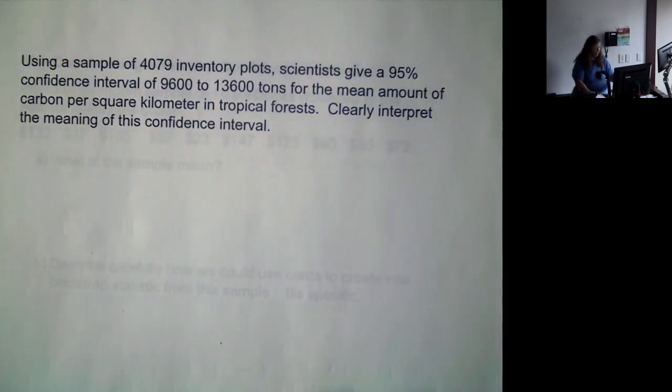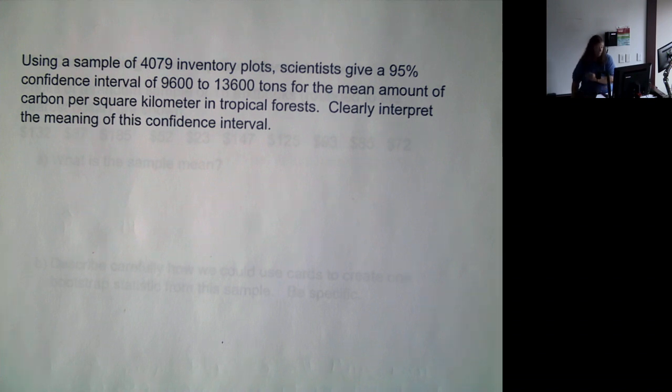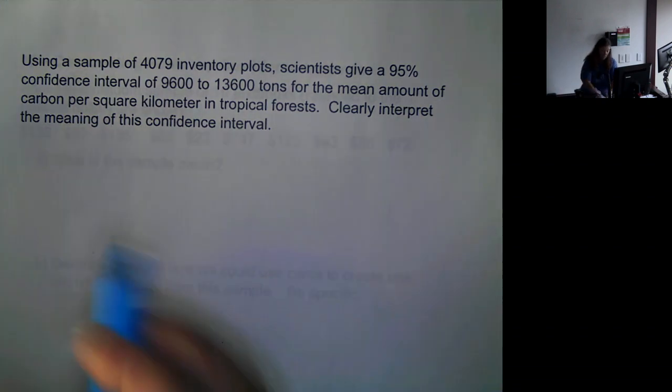Now, using a sample of 4,079 inventory plots, scientists give a 95% confidence interval of 9,600 to 13,600 tons for the mean amount of carbon per square kilometer in tropical forest. Clearly interpret the meaning of this confidence interval. Whenever we interpret a confidence interval, we use a template. We say we are whatever the percentage confident that we repeat the problem is between the two values.